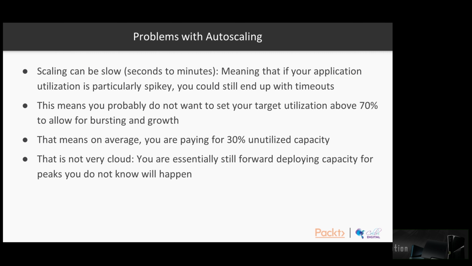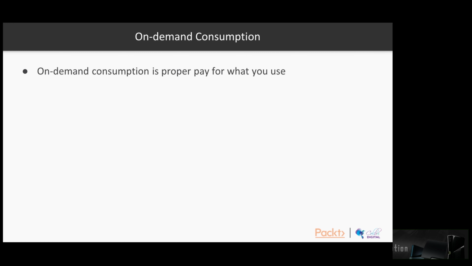And again, this is not really cloud. You're essentially still forward deploying capacity for peaks you don't know will happen. And the promise was when we went to the cloud, we wouldn't have to do that. We'd only pay for what we use, and we're still paying for something that we're not using. And this is where on-demand consumption comes into play. It's proper pay for what you use. Amazon manages the scalability of the back-end resources for us. They manage pre-deploying fleets of VMs or whatever they have to do.